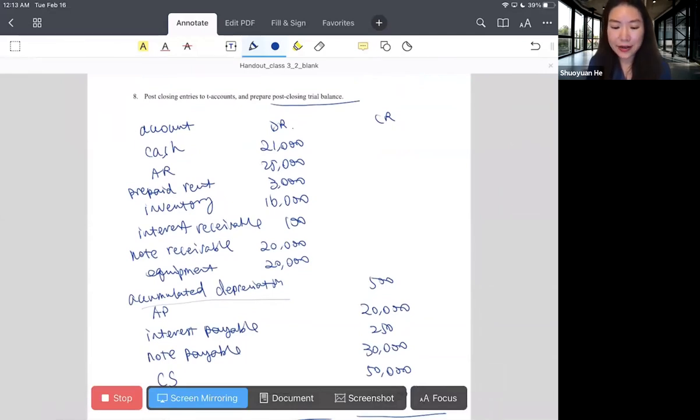As you can see here, all of the temporary accounts are gone. So that's all for this example.